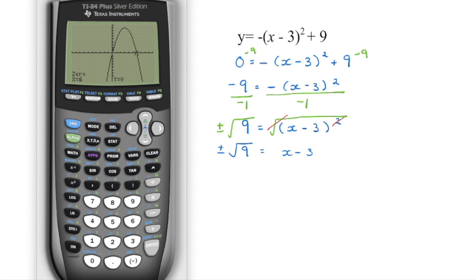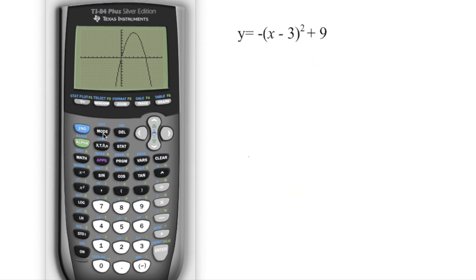So let's remove these brackets, and then to isolate x, we can add 3 to both sides. The square root of 9 is 3, so we're going to end up here with positive or negative 3 plus 3. And then if we finish this off, positive 3 plus 3 is going to give us 6. Negative 3 plus 3 is going to give us 0. So we have two x-intercepts, and again, you can check on the graph. One is going to be at 0, the other one is going to be at positive 6.